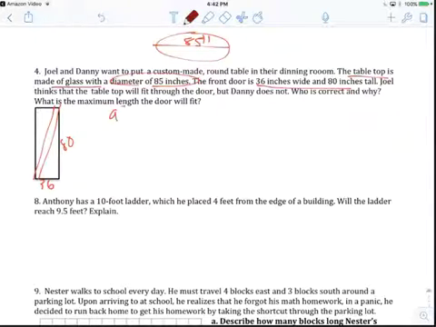So you do a squared plus b squared equals c squared. Joe said the tabletop will fit through the door, but Danny says no. Who is correct and why? Okay, so you do 36 squared plus 80 squared equals c squared. You do that, see what it is. It has to be more than 85 in order for the table to go in.